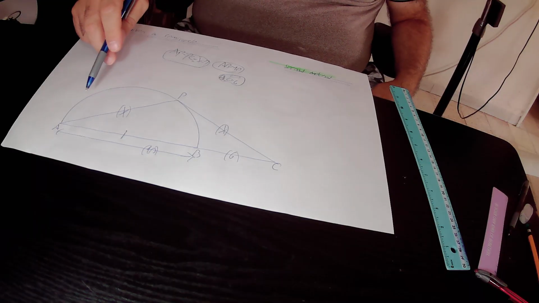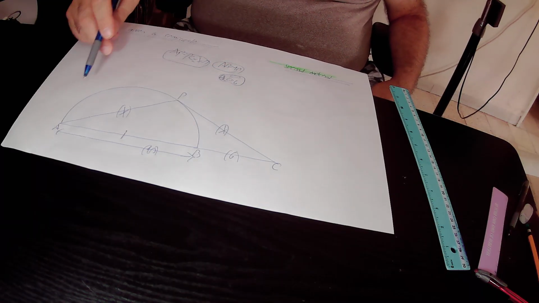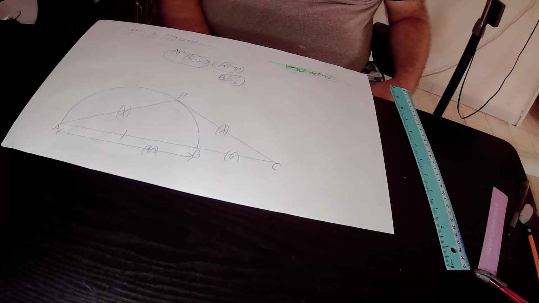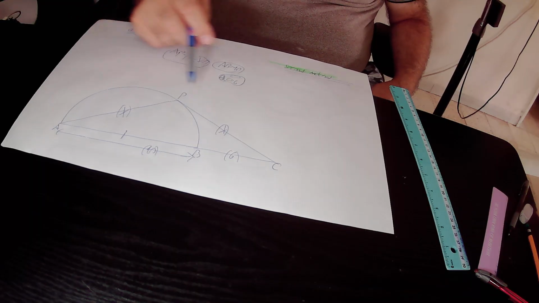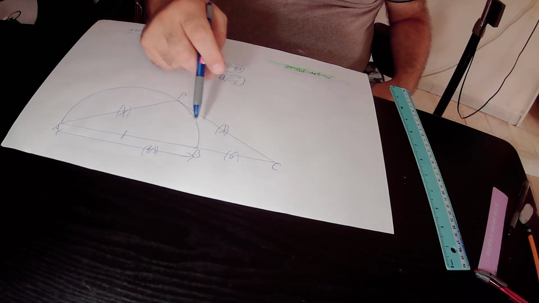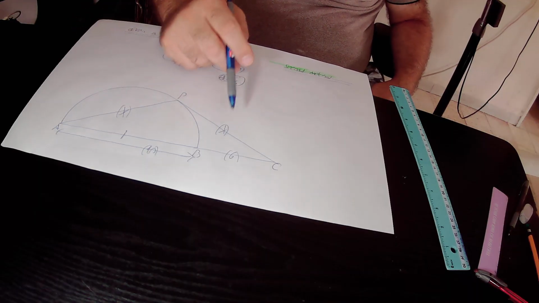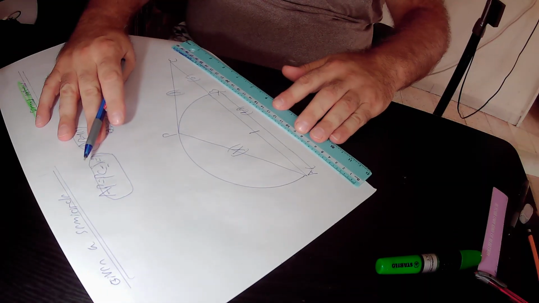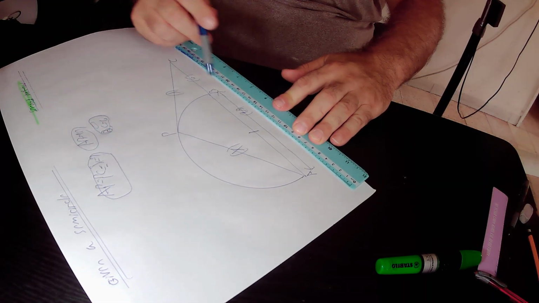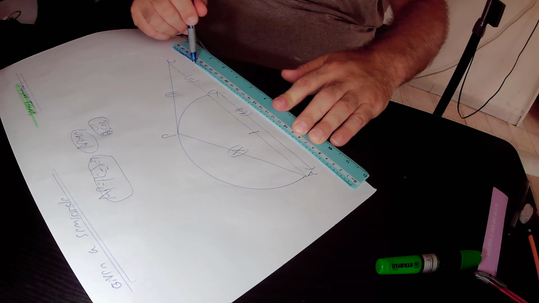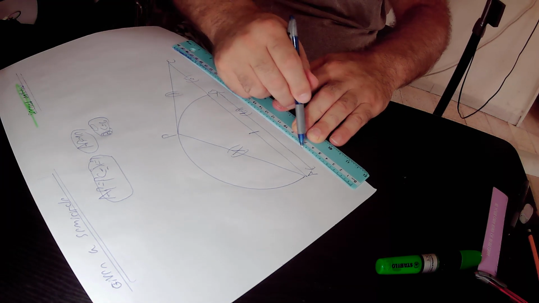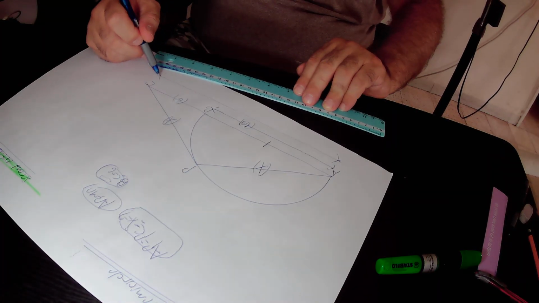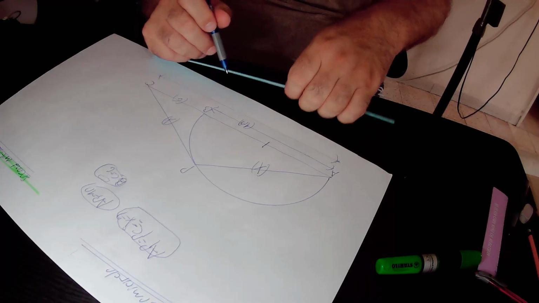Triangle APC, the big triangle, is an associated triangle because AP equals PC equals x. The base of this associated triangle APC is AC. The base AC equals 10 plus 6, that is 16. AC equals 16 units in length.